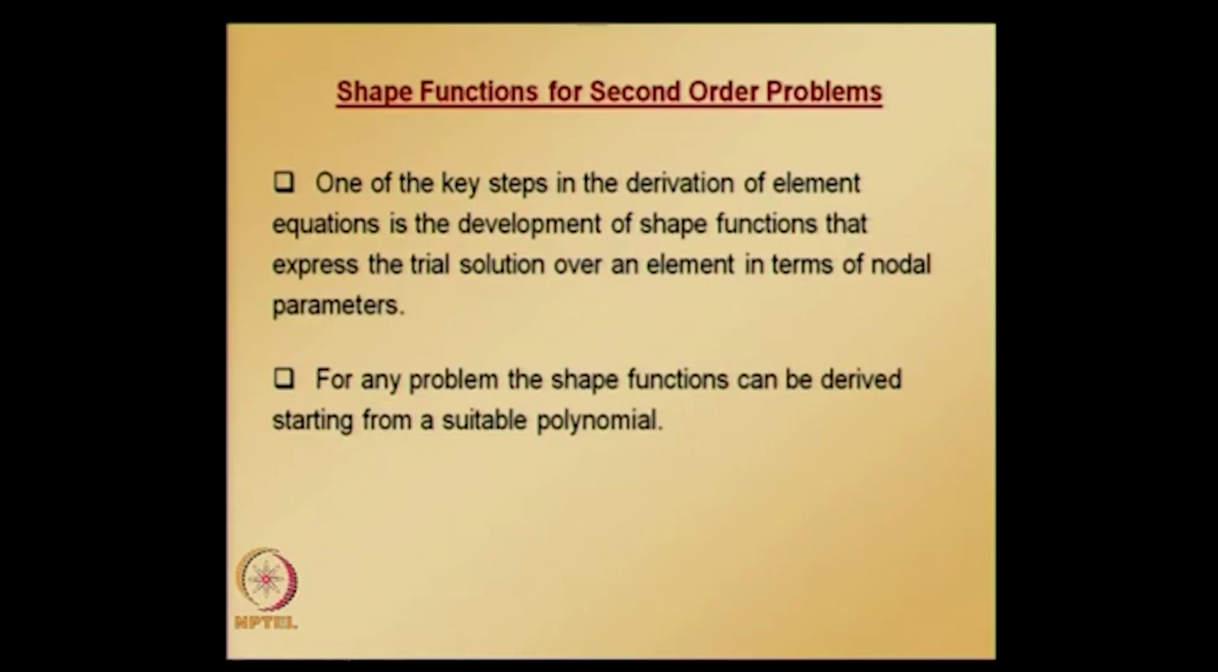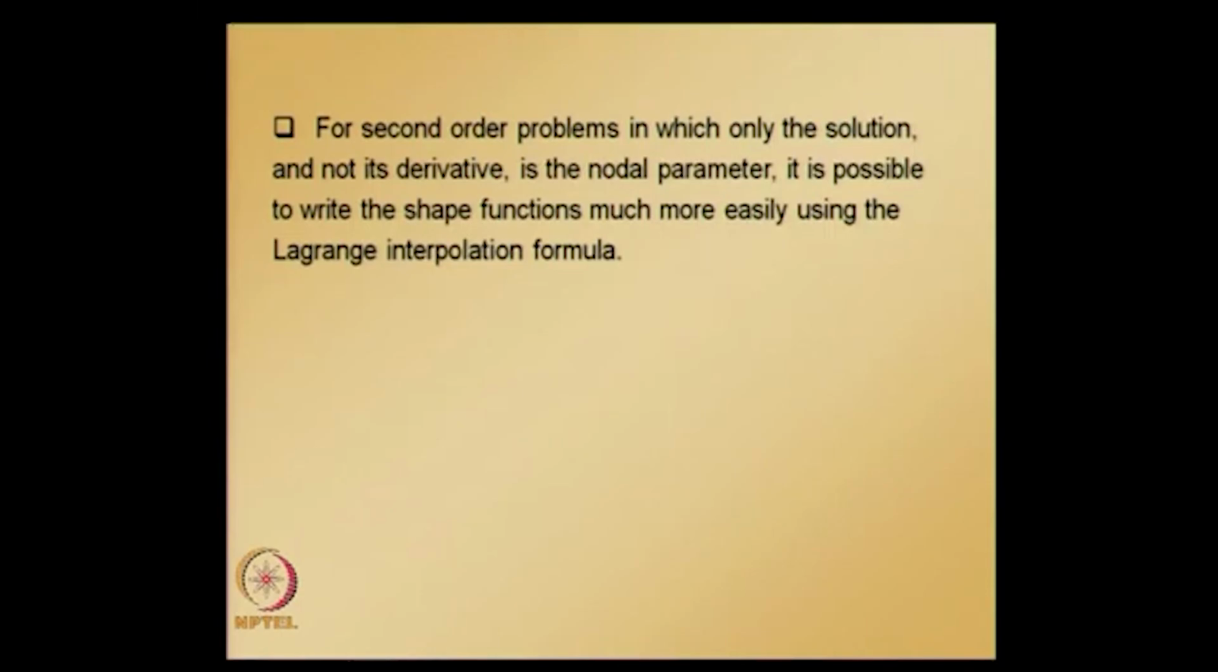When we were deriving the shape functions for linear elements, we assumed the trial solution to be u is equal to a naught plus a1x, and we expressed a naught and a1 in terms of nodal parameters, back substituted them and grouped the terms containing nodal values, and then we got the shape functions. A similar procedure can be adopted for second order problems in which the solution, not its derivative, is the nodal parameter. It is possible to write shape functions more easily using the Lagrange interpolation formula.